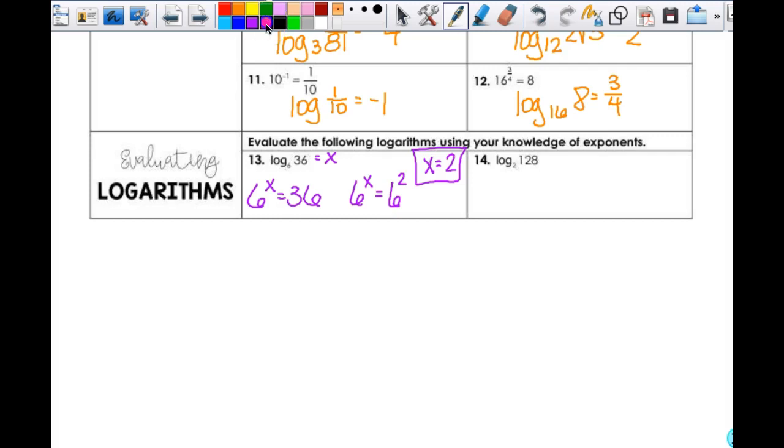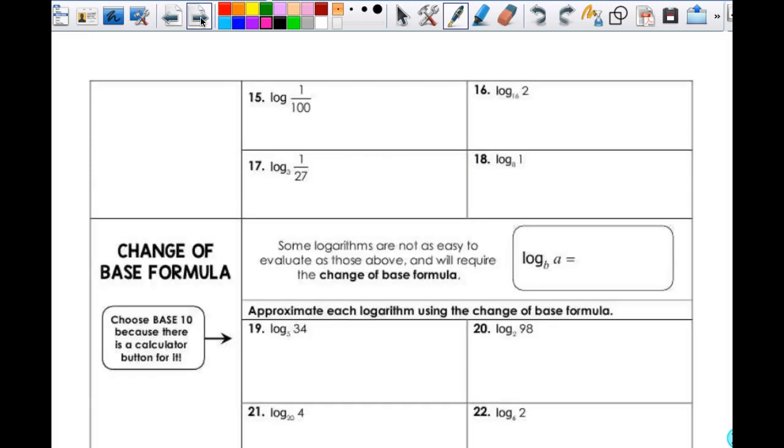All right, so then 14 is going to be, set that equal to x. So 2 to the x power equals 128. So that means I'm going to have 2 to the x power equals 2 to the what? 7th. So x equals 7. We good? It's a total review. All right, flip it over on the back, and you're going to do 15 through 18. I'll give you a second to do that.